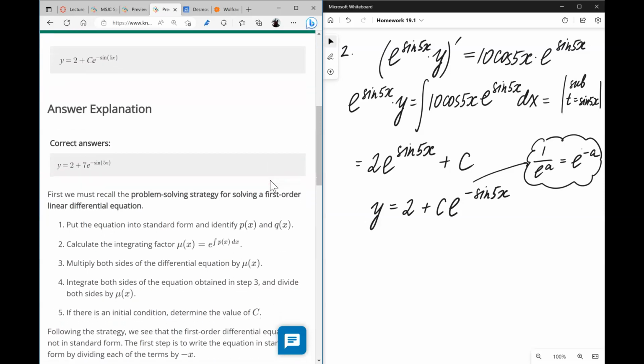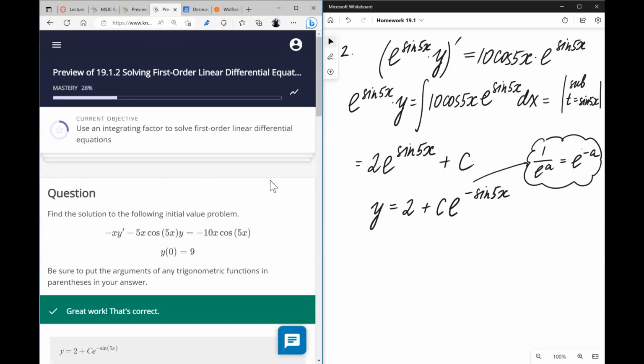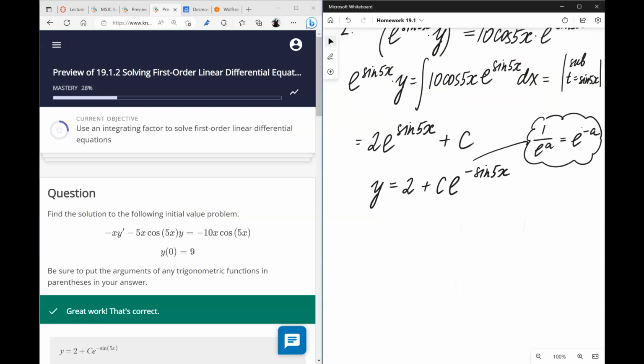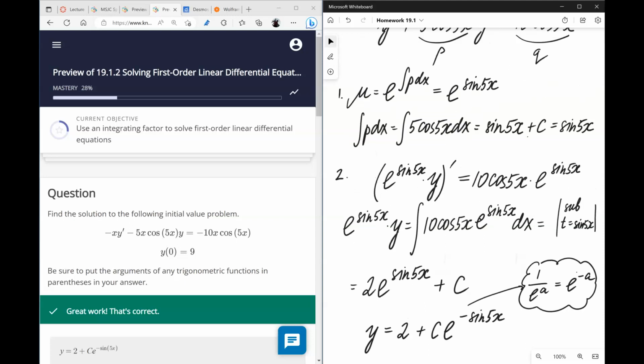That's interesting. I just realized that I forgot to solve this as an initial value problem, but I was marked correct anyway, which is lucky me.